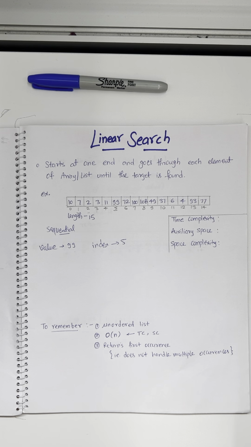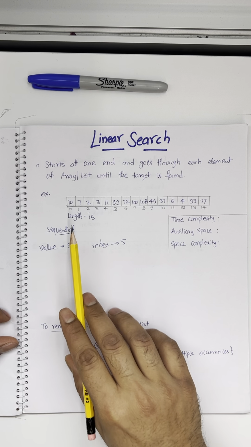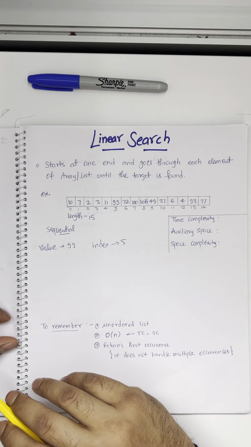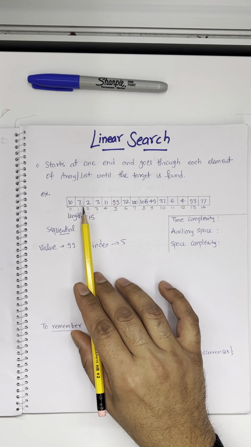Let's say we are looking for the value 99. How will it work? It will start from the index 0. It will match the value 10 and 99. If they are the same, it will return the index 0. But in this case, we have the value 99 and the value is 10. So it will move on to the next index, that is 1. It will match 7 and 99. They are not equal, so it will move on to the next.